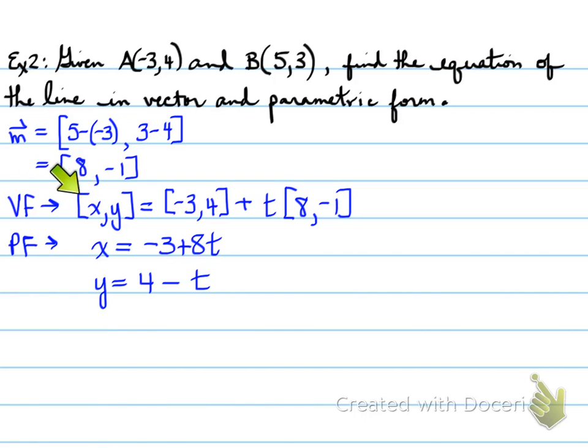The vector form, (x, y) as your vector, is equal to the fixed point plus t, the parameter, times the direction vector (8, -1). The parametric form that you see here is basically x separated from y. So x is equal to -3 plus 8t. That's where this came from. y is equal to 4 plus -t, which is 4 minus t. And those are your two values for parametric form.